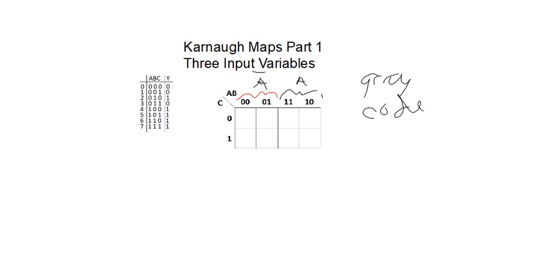A gray code means when I move from one position to the next, I only change one digit. So I'm going 0 to 1. I only change the right-hand digit. The 0 stays the same. Going from 1 to 3, I only change the left-hand digit. It goes from 0 to 1. And going from 3 to 2, I only change the right-hand digit. So that's part of what makes up the Karnaugh map. It has those gray codes built in.